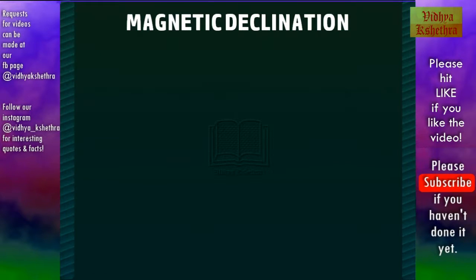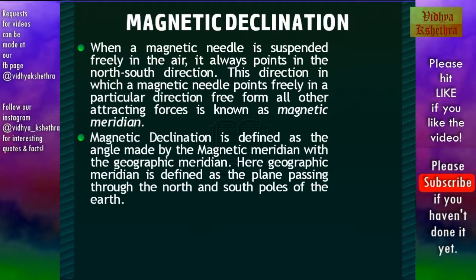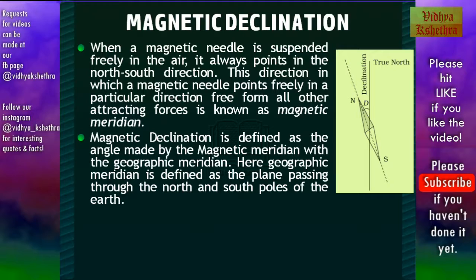Now we shall see about magnetic declination. When a magnetic needle is suspended freely in the air, it always points in the north-south direction. This direction in which a magnetic needle points freely, free from all other attracting forces, is known as magnetic meridian. Magnetic declination is defined as the angle made by the magnetic meridian with the geographical meridian. Here, geographic meridian is defined as the plane passing through the north and south poles of the Earth. It is as shown in this figure. That is, declination is the angle between the true north and the magnetic north, and it is denoted by D.